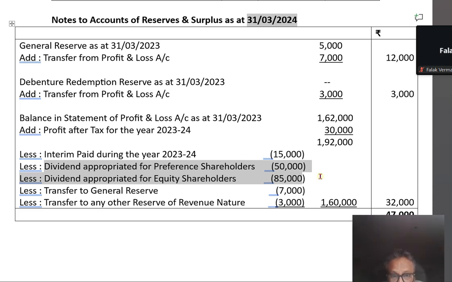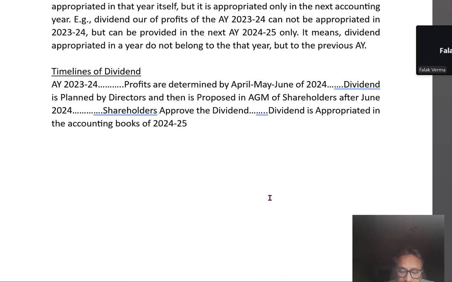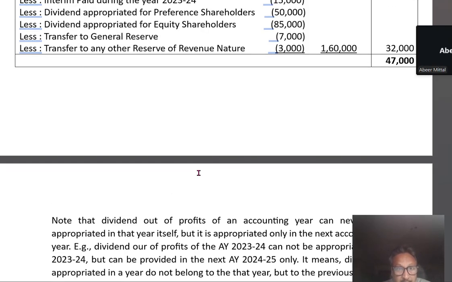Now, why you should know this? Because sometimes you are not given in questions the amount of dividend, but you are given only the rate of dividend, percentage of dividend. So you do not have to apply it on the capital as at the end of the year for which you are preparing CFS, but you have to apply that rate on the share capital of the previous accounting year. Have you understood, guys? Yes, sir.